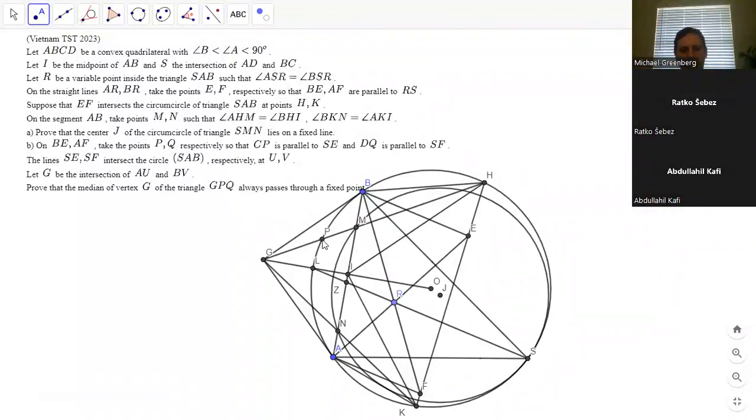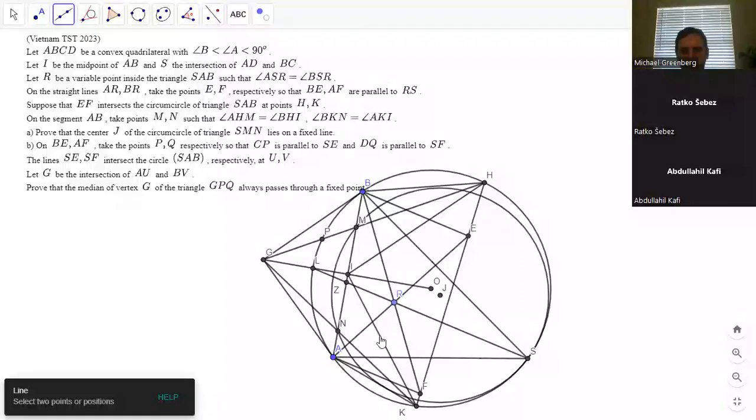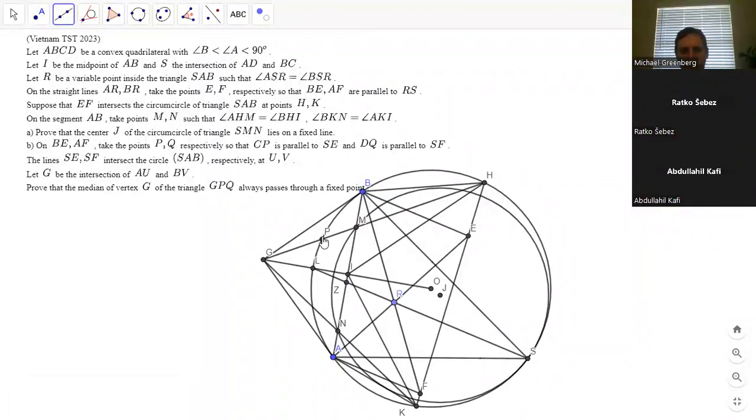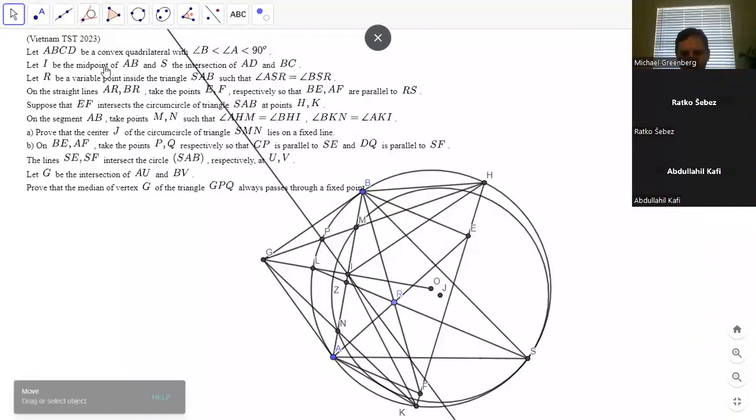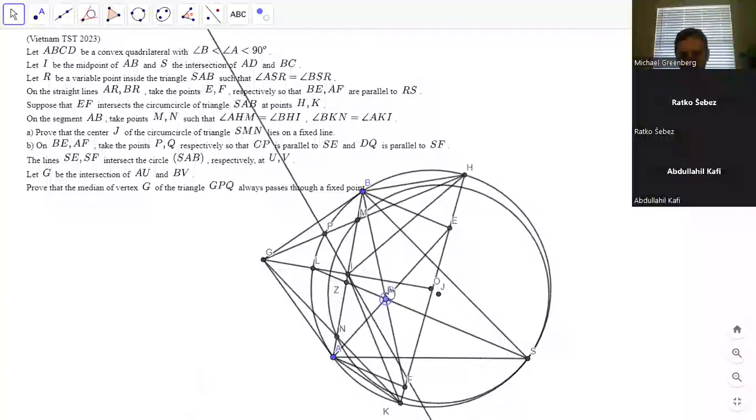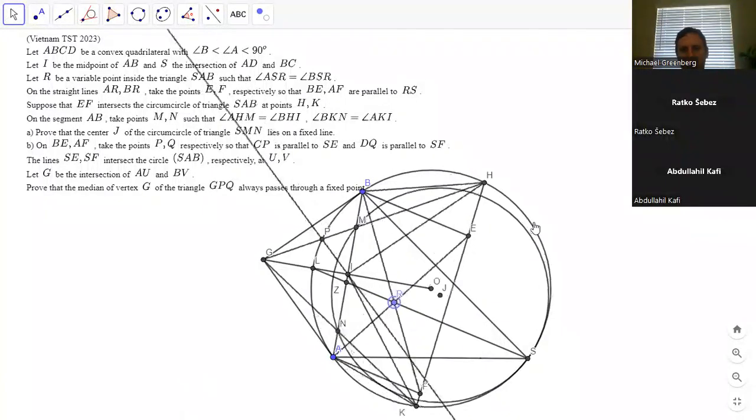So yeah, I'm trying to use the fact like BHAP is harmonic. So yeah, like PI is just the median of BPA, but I don't know if that's helpful. I don't think those actually, yeah, those don't actually concur. Yeah, I don't know what to do about E and F. They're just so weird.